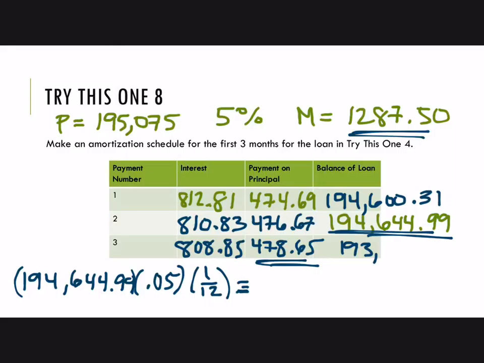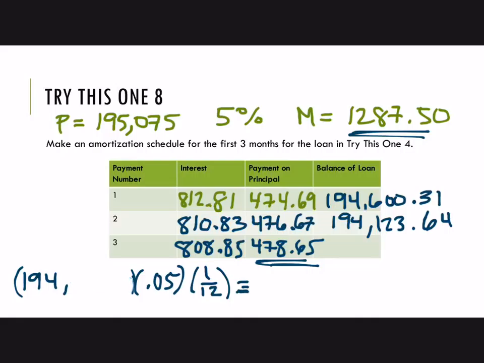Ooh, looks like I think I jumped down a row here. Okay, let me back up. Different number here. Okay, this number, when you subtract, should be 194,123.64. Okay, I'm reading this from the textbook. I skipped down a line in that table. Okay, so then here, this should be a different number, but I think you should still get the same answer for interest and payment on principal.